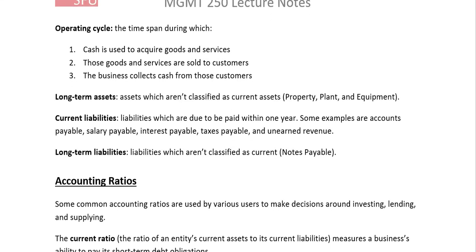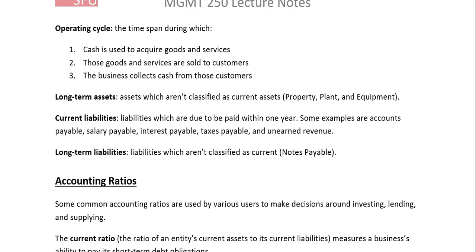What is an operating cycle? It's a time span during which cash is used to acquire goods and services, then certain goods and services are sold to customers, and three, the business collects cash from its customers. So if you think of a simple dollar store model, you import something from China, you sell that something to your customers, and you collect cash from your customers. It might be right when you sell the product, or it might be a little bit later, but it's expected to happen within 12 months.